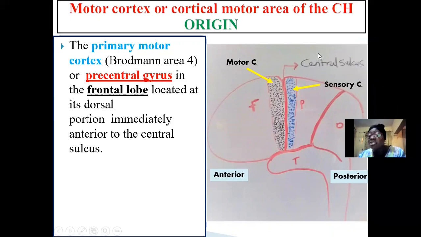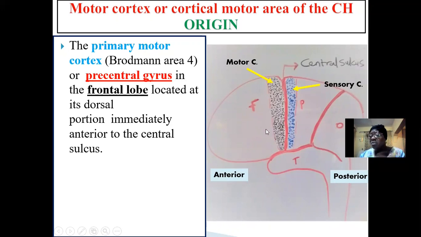So we have the central sulcus. The central sulcus is a big depression that separates the frontal lobe from the parietal lobe. This is the entire configuration of the brain. This is the anterior region and this is the posterior region. So we have the frontal lobe in the anterior region. We have the parietal lobe behind it. Then we have the occipital lobe down at the posterior end. Inferior to this, we have the temporal lobe. So we have the central sulcus dividing the frontal lobe from the parietal lobe.